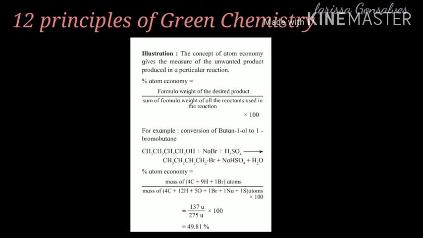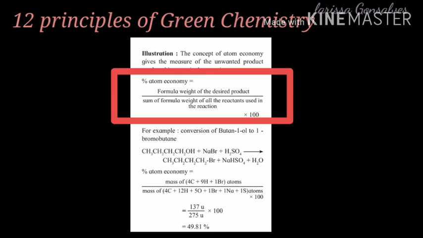Hence, you can calculate the percentage atom economy by the formula: percent atom economy is equal to formula weight of the desired product divided by sum of formula weights of all the reactants used in the reaction.